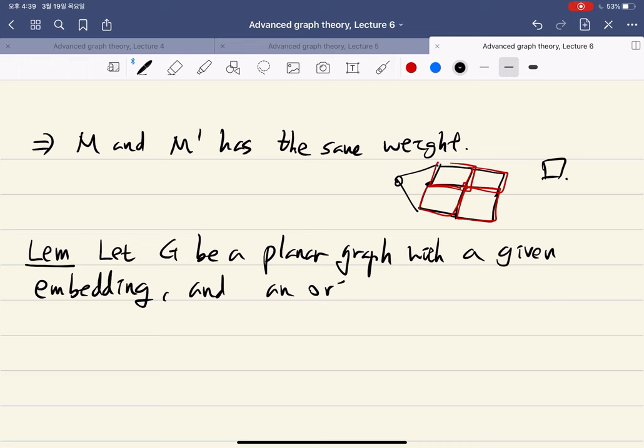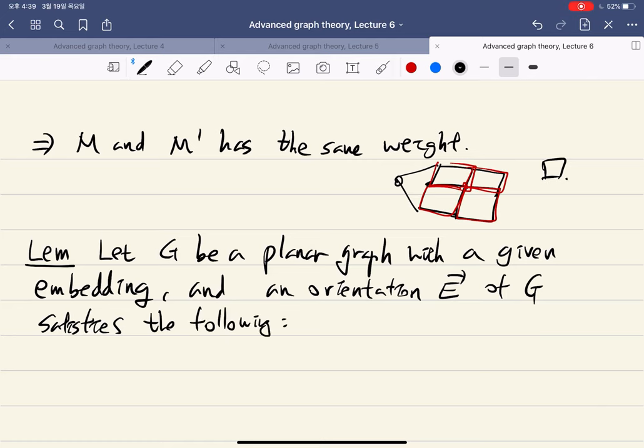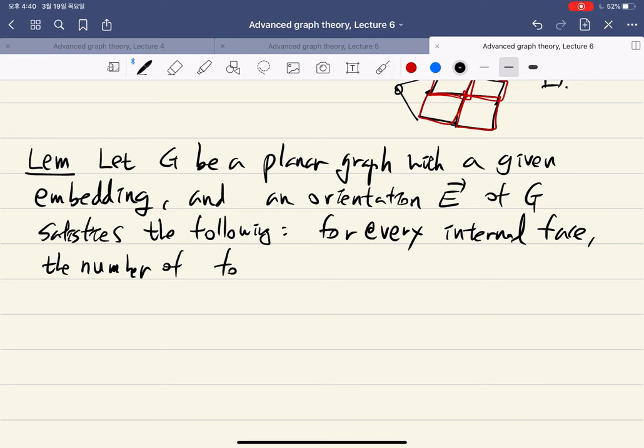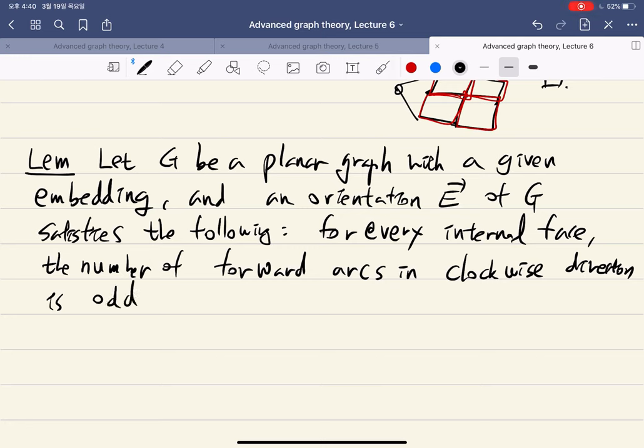And an orientation of G satisfies the following. For every internal phase, the number of forward arcs in clockwise direction is odd. Forward or backward doesn't matter, but forward arcs in clockwise direction is odd. If this is satisfied, then G is Pfaffian.